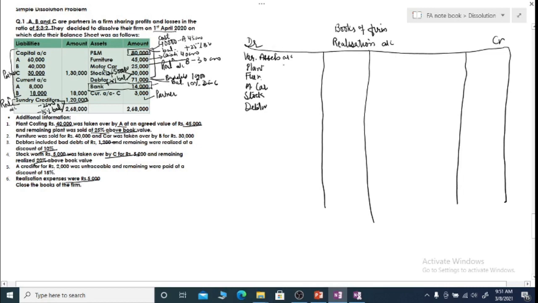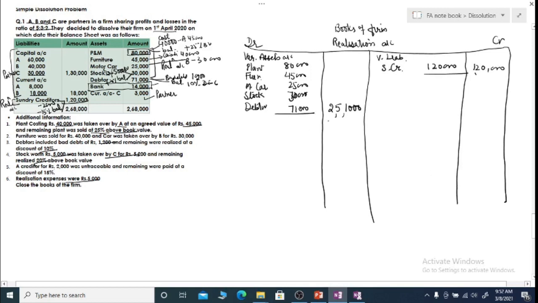It will go in his capital account. So plant 80,000, furniture 45,000, motor car 25,000, debtors 71,000 and stock 30,000. So the total is 2,51,000. On the other side, we will be having various liabilities and provisions, which includes only sundry creditors, 1,20,000. Now we are to show their realizations and payment of the liabilities.